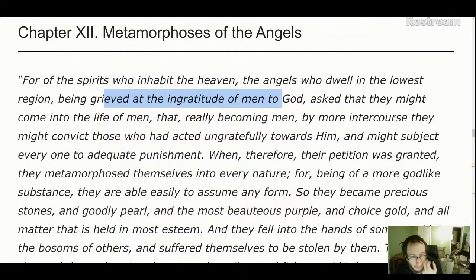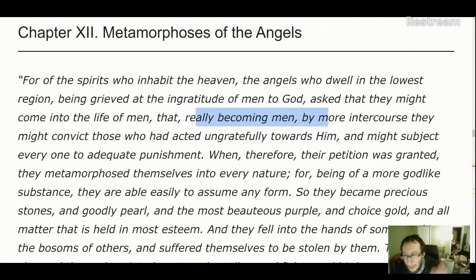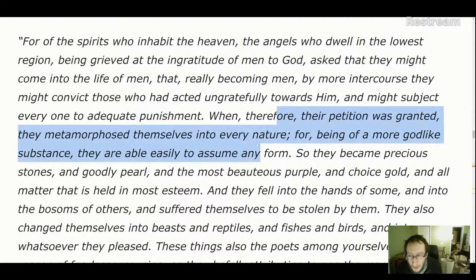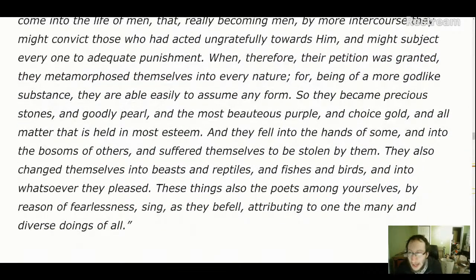at the ingratitude of men to God, asked that they might come into the life of men, that really becoming men, by more intercourse or discussion, they might convict those who had acted ungratefully towards him, and might subject everyone to adequate punishment. When therefore their petition was granted, they metamorphosed themselves into every nature, for being of a more godlike substance, they are able easily to assume any form.